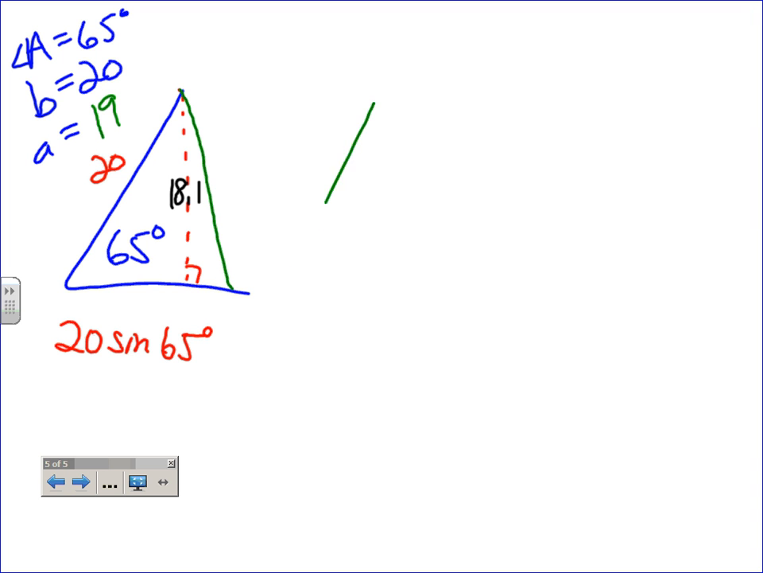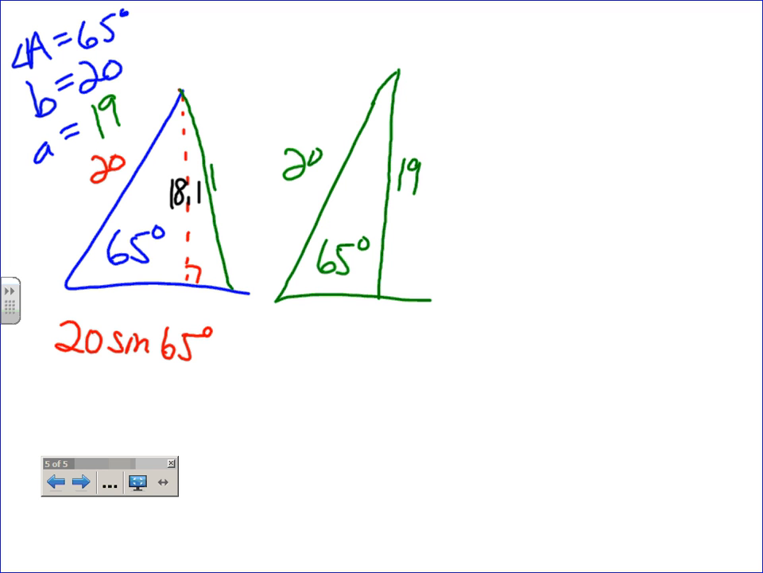But also what could happen, again, 65 is not going to change, 20 is not going to change, but it could be tipped back this way and still be 19. So do you see there are two potential triangles? Which one should you solve first? The first one we did or the second one? I would solve the first one.